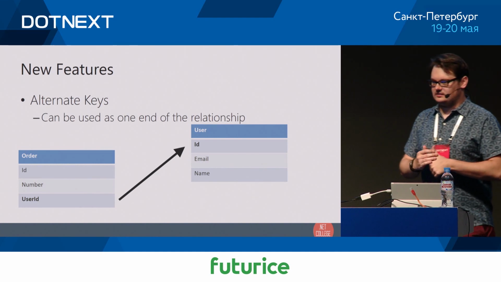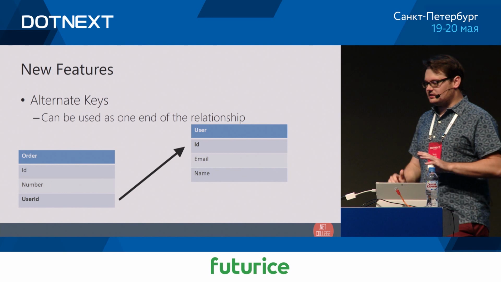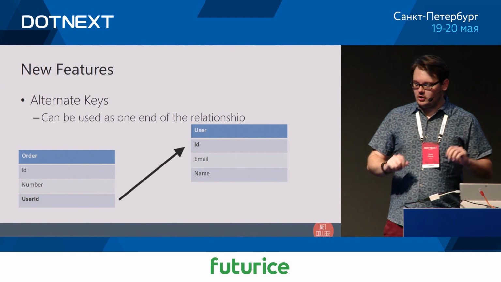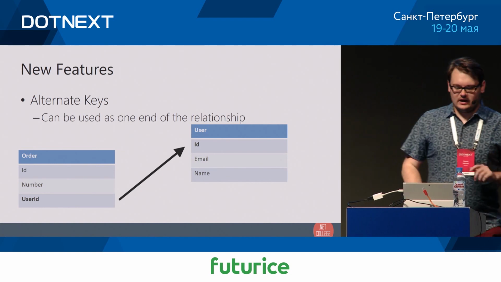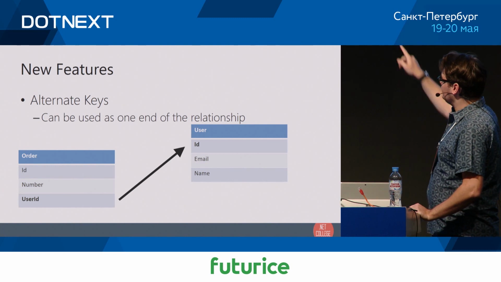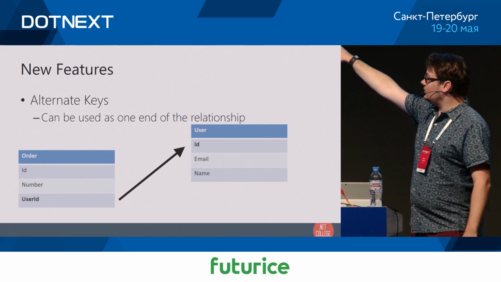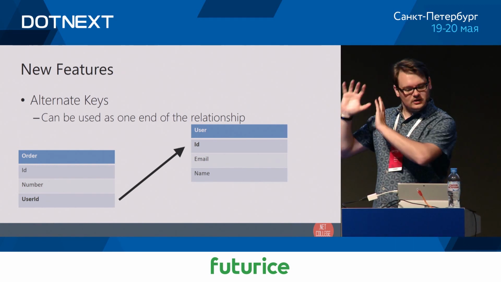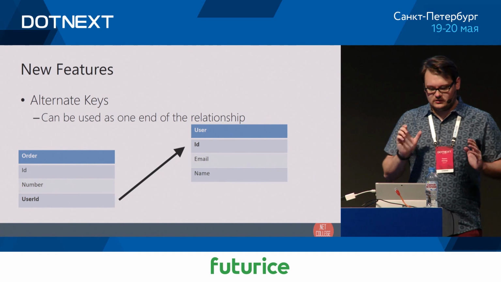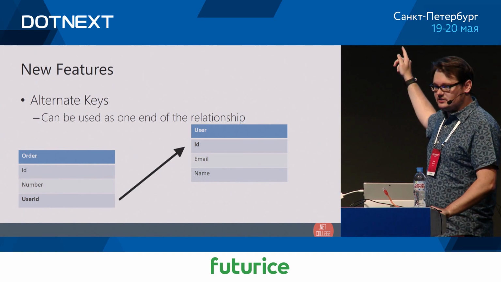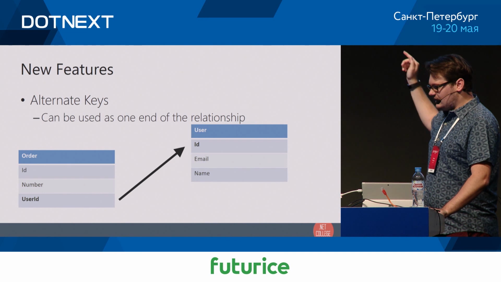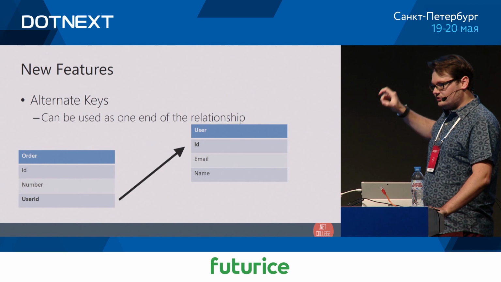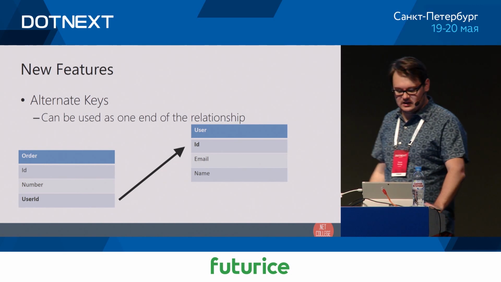Another new feature is alternate keys. In Entity Framework, if you created a relationship, you could only reference the primary key. I have a table named orders, and you can see there is a column called user ID. If you want to reference a user table, the user ID must point to the primary key of the table. It cannot point to an email address or anything. Even if it's unique, the end of the relationship can be only the primary key.